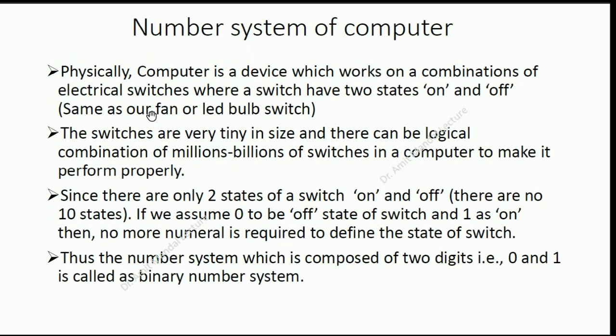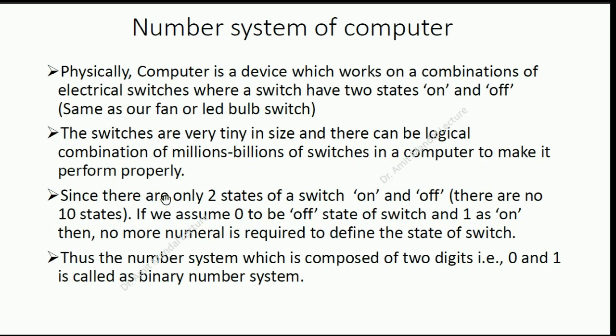Now, physically, a computer is a device which works on a combination of electrical or electronic switches, where a switch has two states, on and off. It is the same type of switch we use for turning a fan on or off. Similarly, for our bulb there is a switch with two states, on and off. So a computer is a machine composed of many switches, a combination of switches. The switches are very tiny in size, and there can be a logical combination of millions and billions of switches in a computer so that it can perform properly.